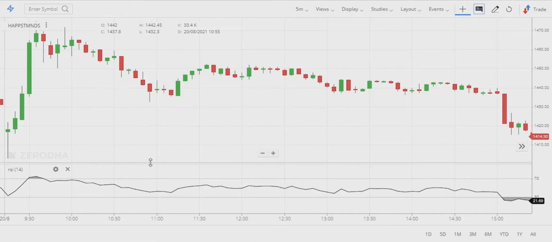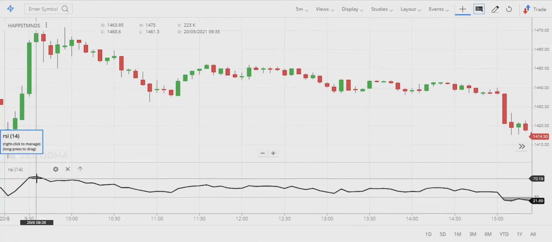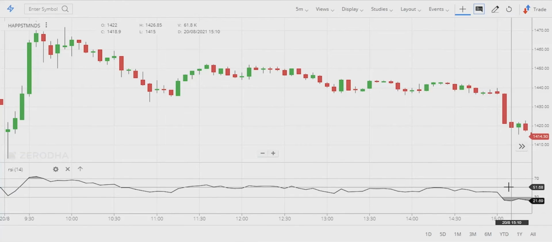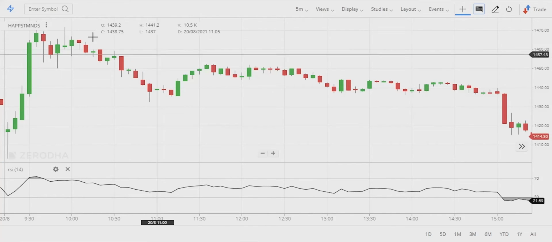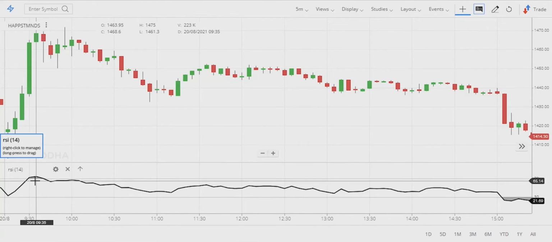So what do we do when the stock is overbought? We sell the stock. It means we short the stock. And what do we do when the stock is oversold? We buy the stock. So here in Happiest Mind, you can see this here.